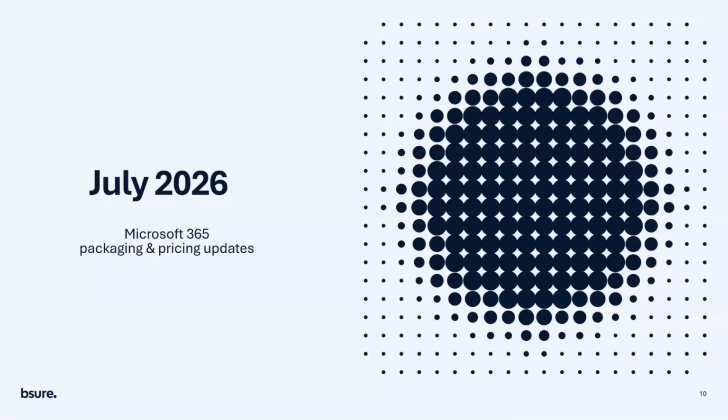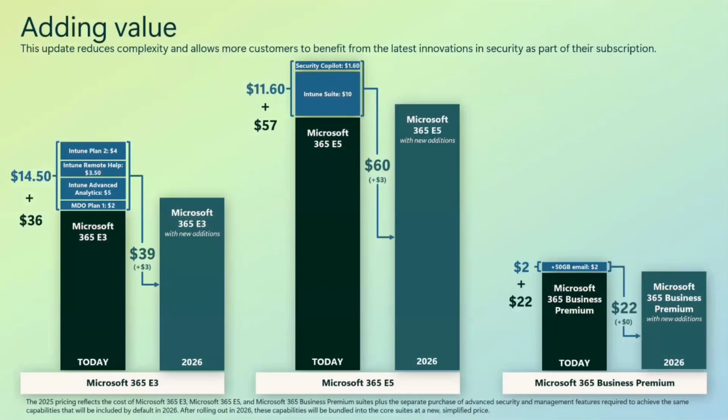For this part, I'm going to use some slides provided by Microsoft. So let's take a look. This is for the Microsoft 365 suites, E3, E5, and Business Premium, the most common ones.